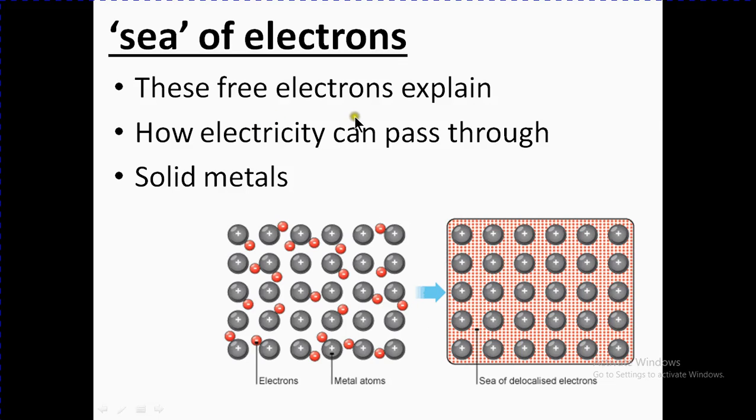These free electrons explain how electricity can pass through solid atoms or metals. If these electrons are moving, that is the electric current, and the sea of electrons is shown like in this way. So these delocalized electrons let the electricity pass through them without changing or disturbing the position of these solid metal atoms or ions.